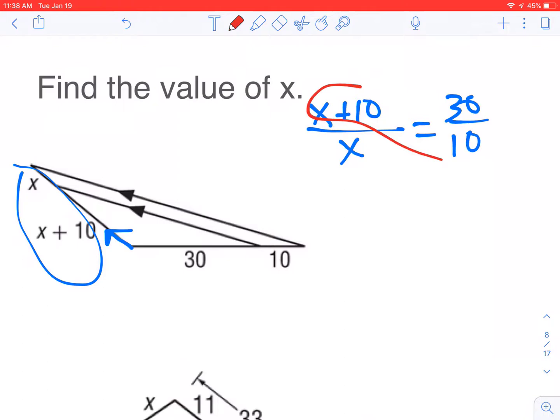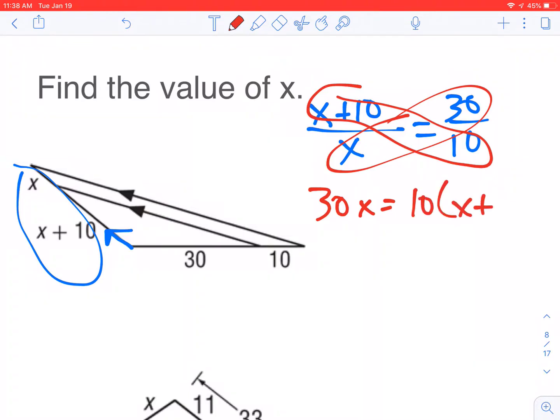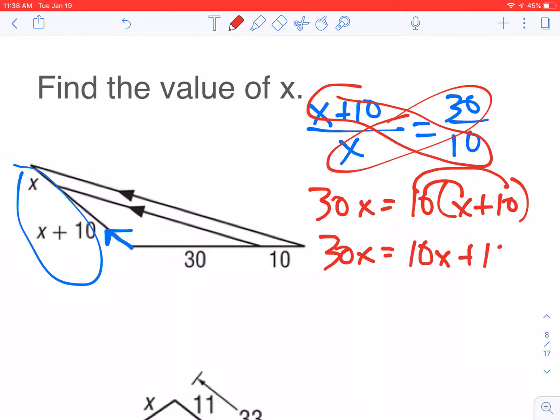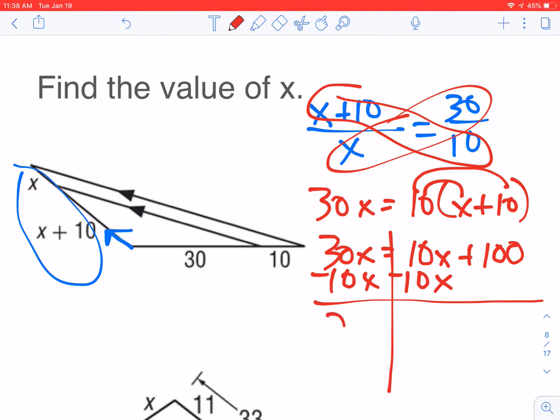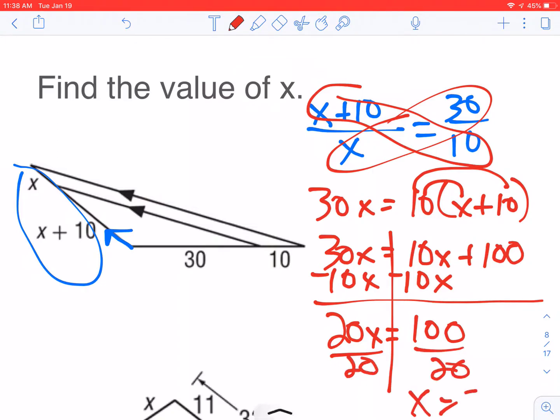So I am going to cross multiply. 30x equals 10 times parentheses x plus 10. And now we distribute. So we get 30x equals 10x plus 100. And now I'm going to minus my 10x. So 20x equals 100. Divide both sides by 20. X equals 5.